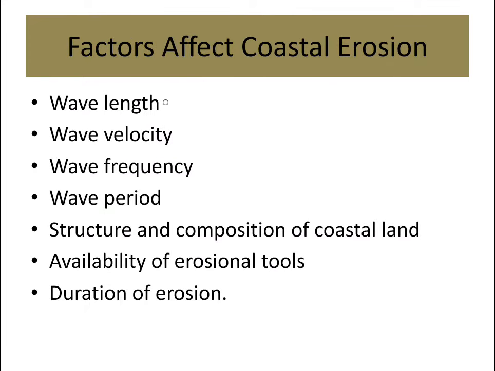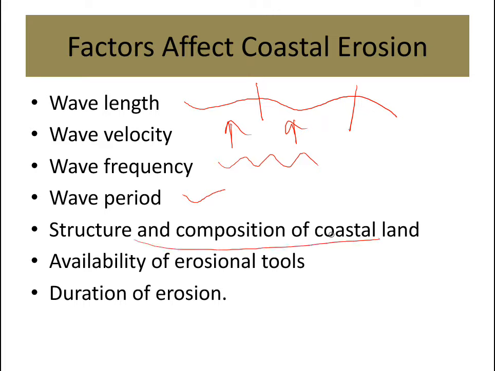Factors that affect coastal erosion are wavelength. If the wavelength is high and the wave velocity is more, then the energy is also going to be more. If the wave frequency is more, then the wavelength is going to be less, and that also affects coastal erosion. And wave period is the time taken for a particular wave to reach a particular point. All these factors affect coastal erosion, as do the structure and composition of coastal land, the availability of erosional tools, and the duration of erosion.